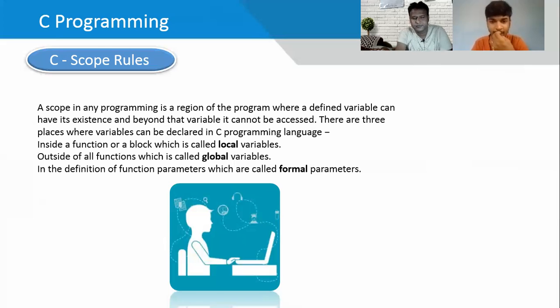Again, the scope in any programming language defines where the variable can have its existence, and beyond that the variable cannot be accessed. So there are 3 places where a variable can be declared in C programming language. Inside a function or block, which is called the local variable. Outside of the function is called the global variable. In the definition of the function parameters, it is called the formal parameter.